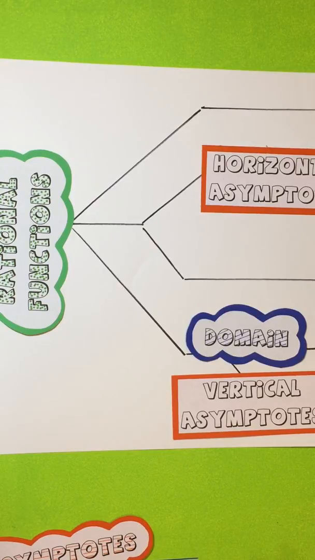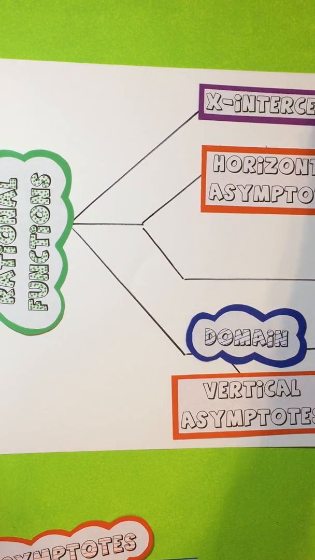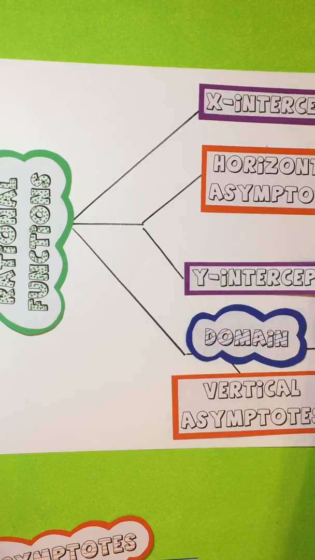We have two different types of intercepts. We have an x-intercept that intersects the x-axis, there we go. And we also have a y-intercept. This is the point where the graph crosses the y-axis.